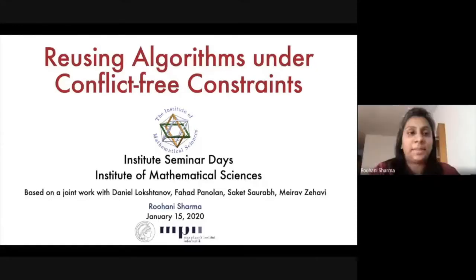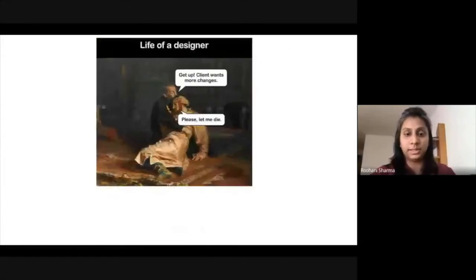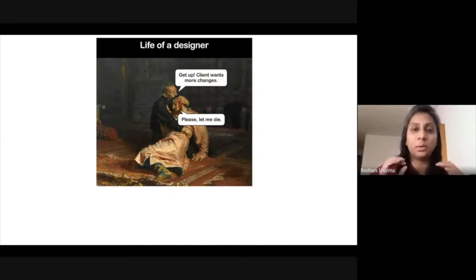So, yes, as Sushmita said, the talk is primarily about seeing whether we can reuse algorithms when we are encountered with some additional constraints, and particularly the constraints of conflict freeness will be of utmost importance to us. So, let me begin by showing you this. This is pretty much the kind of problem that we want to deal with in this talk in our own very little way.